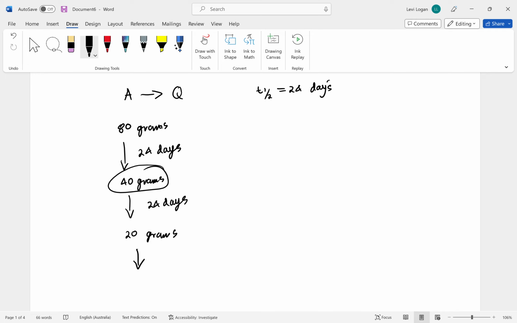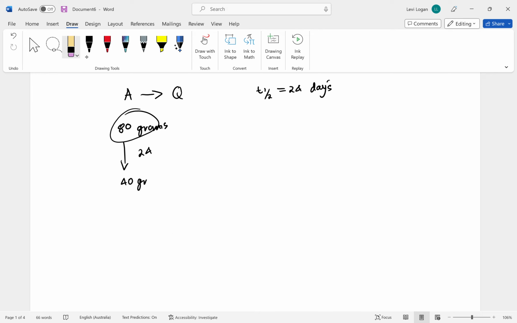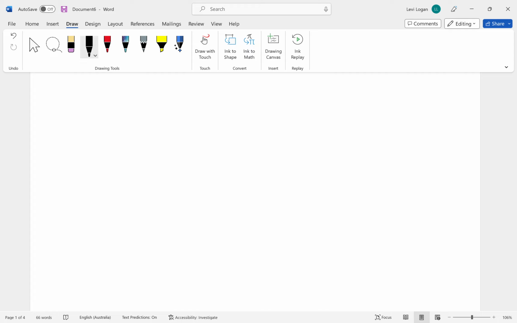And so on and so forth. Whatever we have here will halve and turn into 40, whatever we have here will halve and turn into 20, etc. That's basically what half-life is. Okay? Now we have a formula we can use to calculate it. I'm just going to write out the formula that you'll see in books and how we write it in real life. So this is the formula.